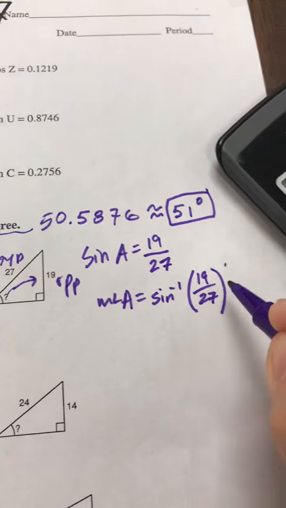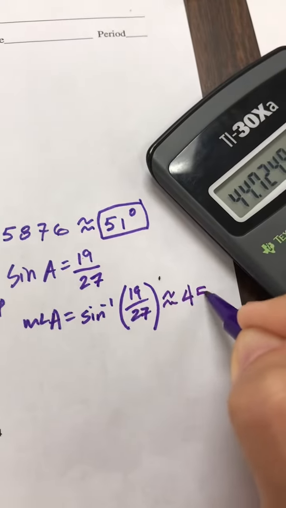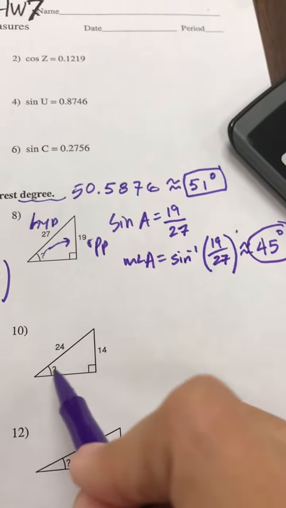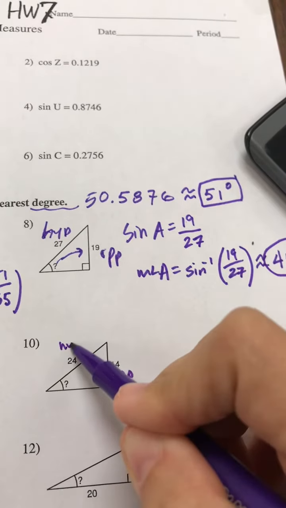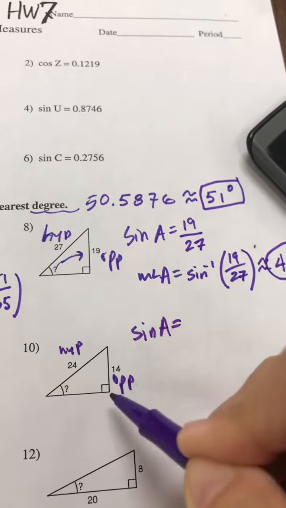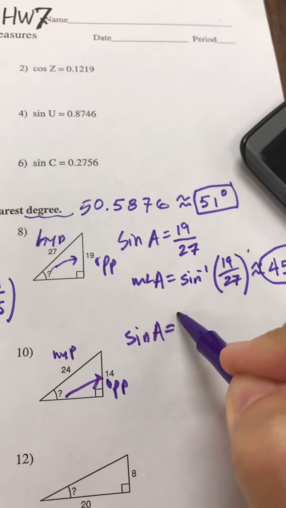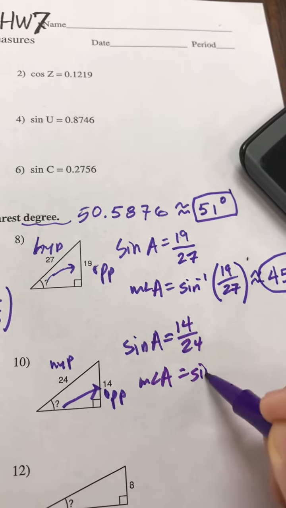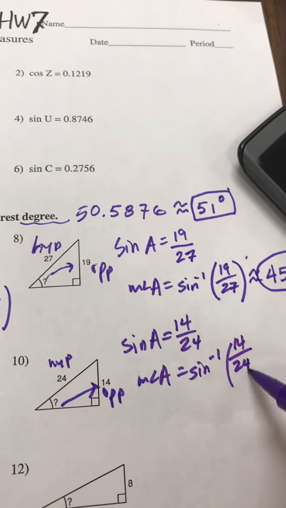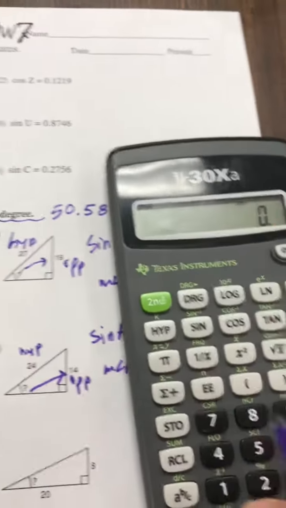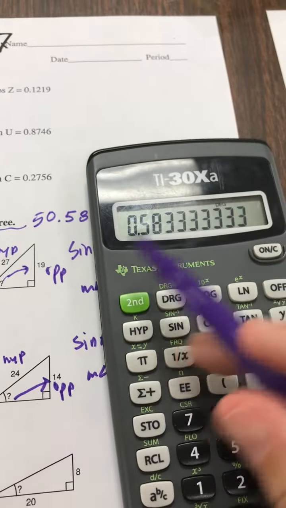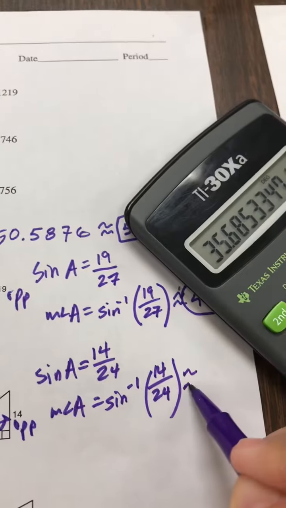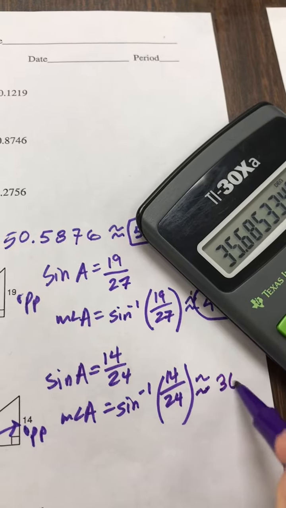Rounded to the nearest degree. All right, this one also looks like sine. The sine of an angle is opposite over hypotenuse. So the sine of angle A is 14 over 24. The measure of angle A would be the inverse sine of 14 over 24. 14 over 24 is this decimal, and then just put inverse sine. Rounded to the nearest degree, that is 36 degrees.